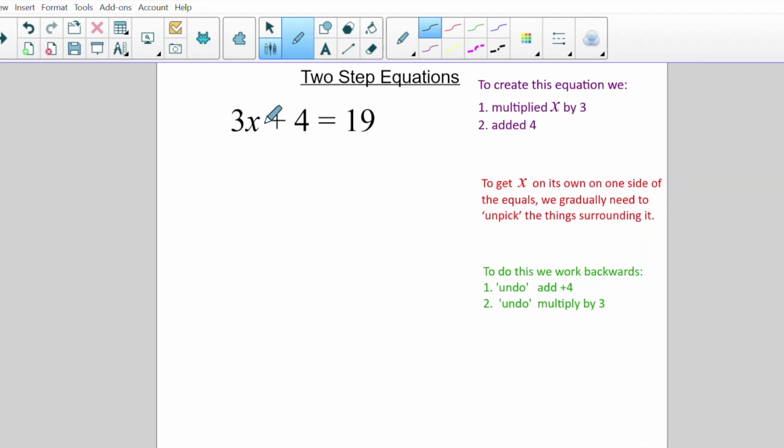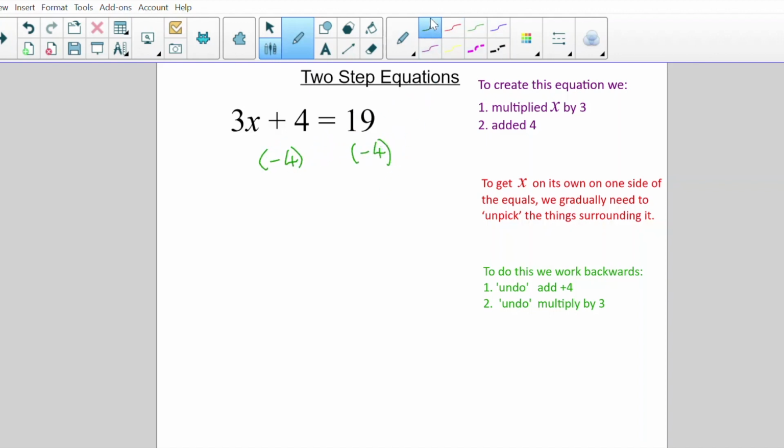So the aim still is to get this x on its own on one side of the equals. So we gradually need to unpick the plus 4 and the multiply by 3. So what do we unpick first? Do we unpick the plus 4 or the multiply by 3? Well, we are working backwards when we're unpicking, so we have to do BIDMAS backwards. So we will unpick the plus 4 first. Again, we need to do the opposite of plus 4, which is take away 4.